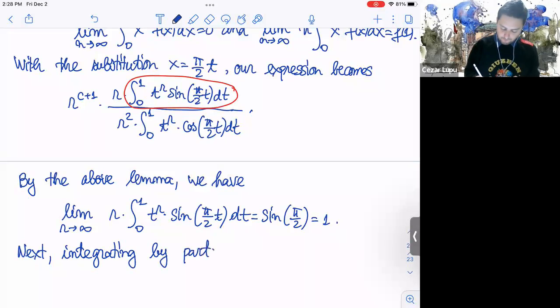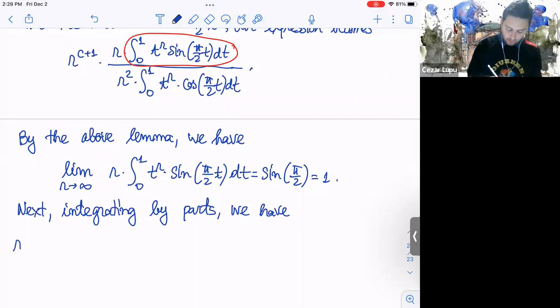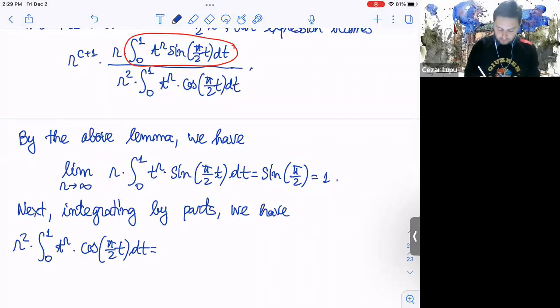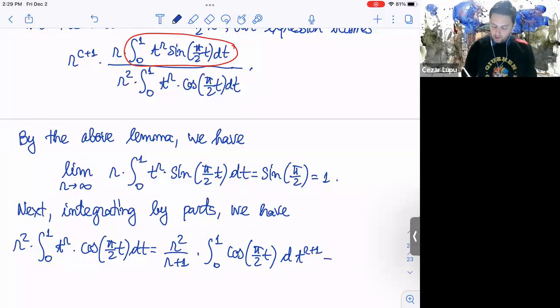So we have r squared times this integral from 0 to 1 of t to the r times cosine of pi over 2 t dt. So that will be t to the power r plus 1, so it's r squared over r plus 1 times the integral from 0 to 1. Let me write it in this way: cosine of pi over 2t, and we'll have the derivative of t to the r plus 1. All right, great.